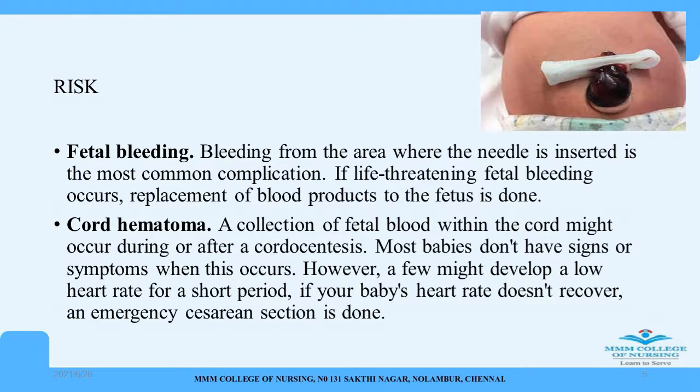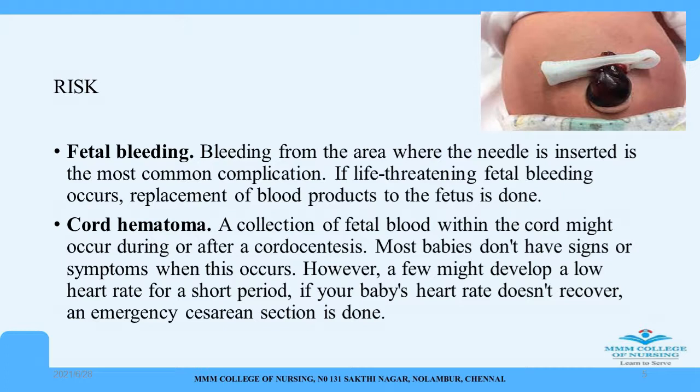What risks may occur for the baby due to this procedure? First one is fetal bleeding. Bleeding from the area where the needle is inserted is the most common complication. If life-threatening fetal bleeding occurs, replacement of blood products is done for the fetus. Here the puncture is done in the umbilical cord, so there may be continuous bleeding. If continuous bleeding occurs, replacement of blood products may be done. So this is one of the risk factors, that is fetal bleeding.